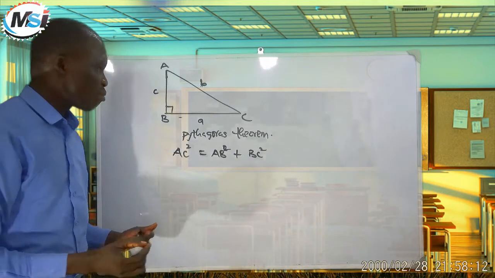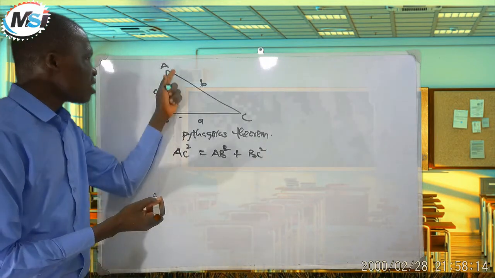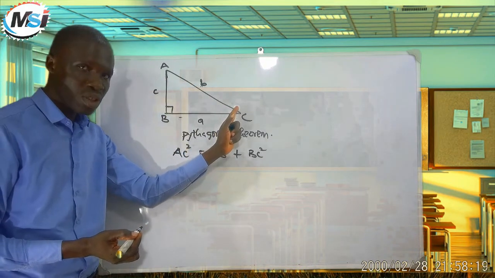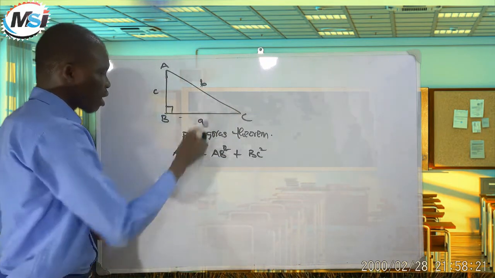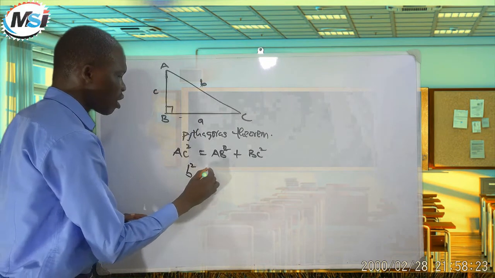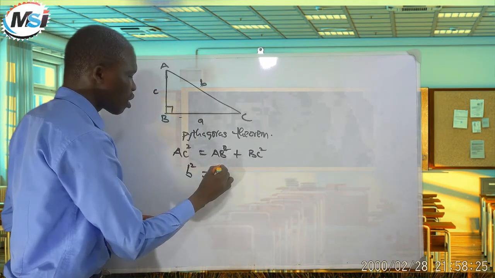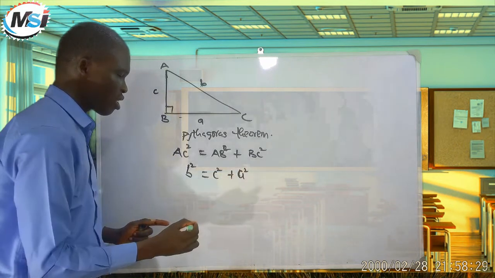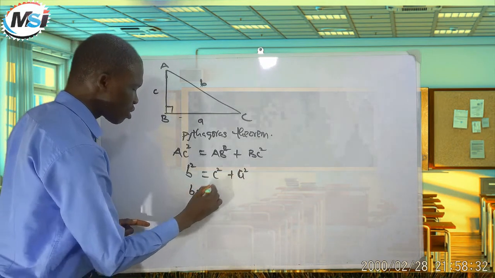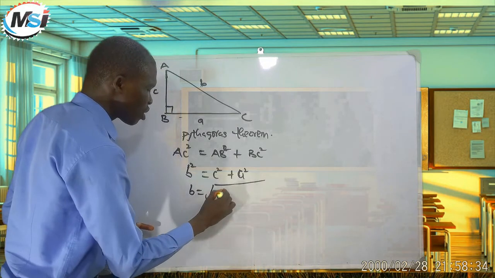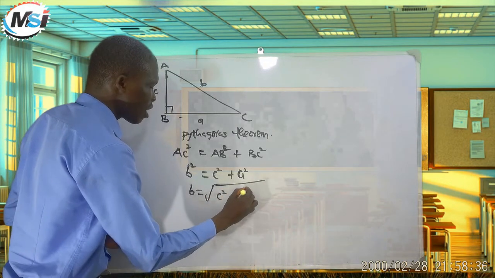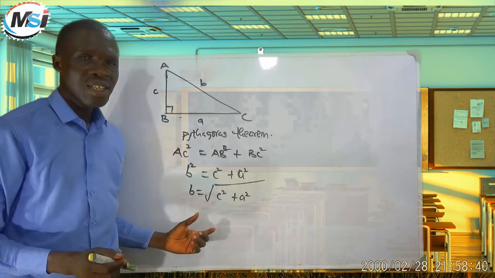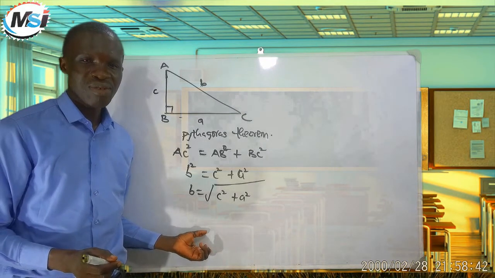And what does that mean? It means the longest side of the right angle triangle must come first, and doing that we are going to have B squared equals C squared plus A squared. So B will give us the square root of C squared plus A squared. So this is what we call Pythagoras theorem. I believe you understand that, right?